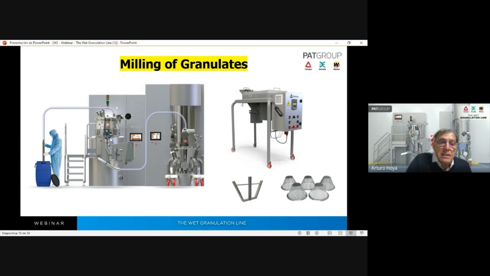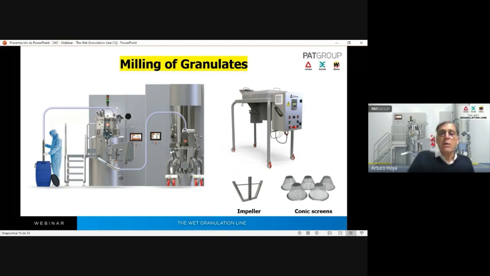And there is a mill, a wet mill. So the discharge of the wet granules passes through the conic mill, and the product enters the fluid bed dryer. And another option is that the milling can be done on the dry granules. So in this case, you use directly this.